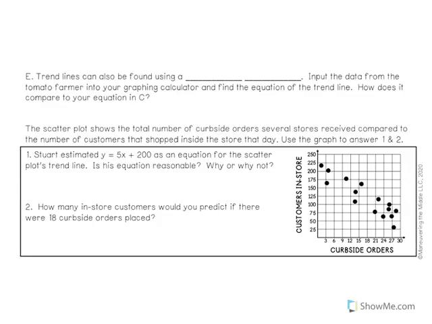All right, so trend lines can also be found using a graphing calculator. You're going to input the data from the tomato farmer into your graphing calculator and find the equation of the trend line. How does it compare to yours in part C? I would do exactly what I would normally do. When in doubt, graph it out. I would make my table. After I make my table, I would input y1 tilde mx1 plus b and see what you get. The graphing calculator gives you y equals 1.37x, and that is rounded, plus 5.47.